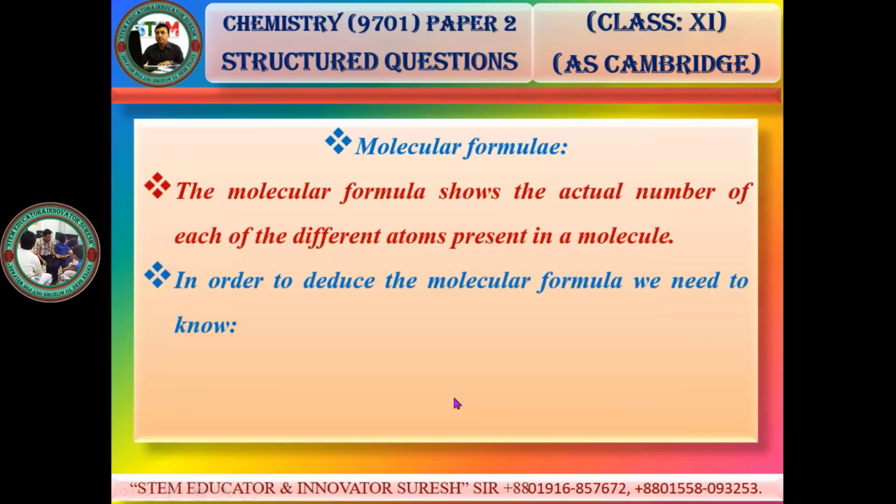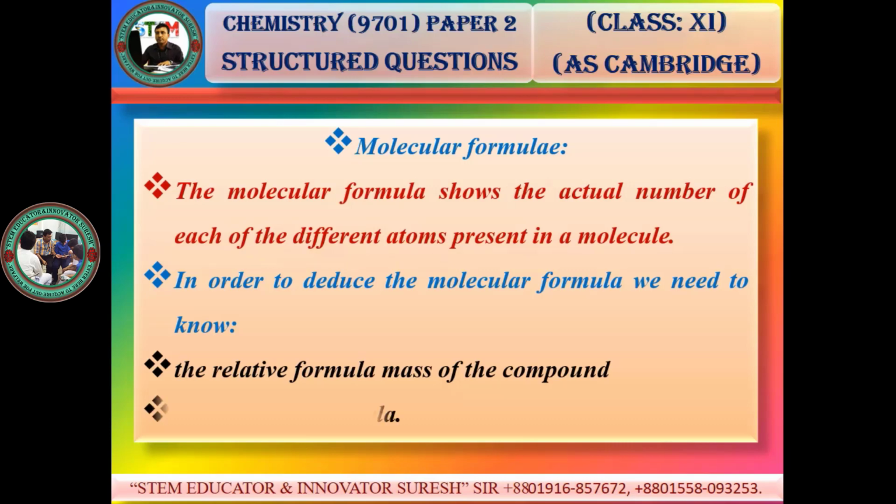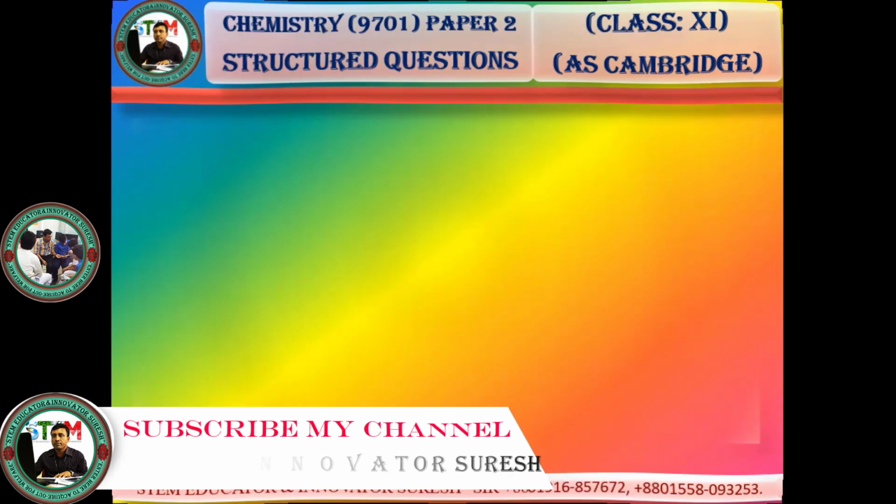Molecular formula. The molecular formula shows the actual number of each of the different atoms present in a molecule. So it's important, whereas the empirical formula shows the ratio of atoms present in a compound, the molecular formula shows the actual number of each different atom present in a molecule. In order to deduce the molecular formula, we need to know, mandatory, number 1, the relative formula mass of the compound, number 2, the empirical formula. These two things are mandatory to find the molecular formula.